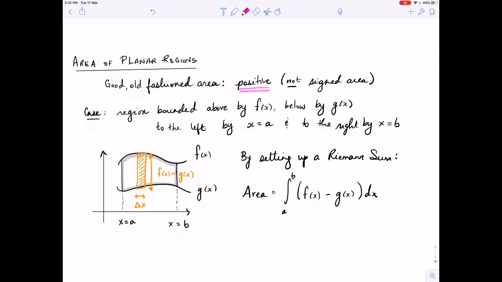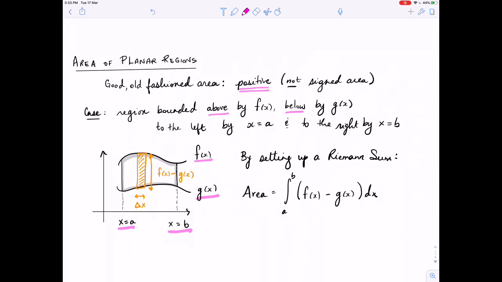And we talked about one specific case. There are going to be more that we'll work our way through, but the case that we had covered was this. Region bounded above by f of x, so here's our function f of x. A region bounded below by g of x, to the left by x equals a, and to the right by x equals b. So that is the region that is highlighted here in gray.